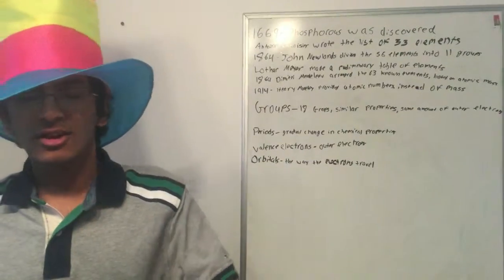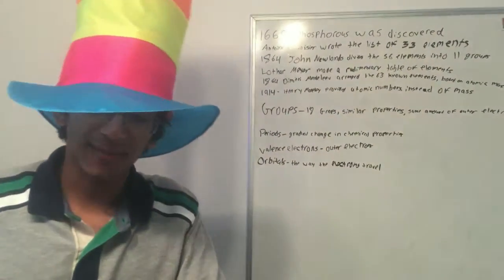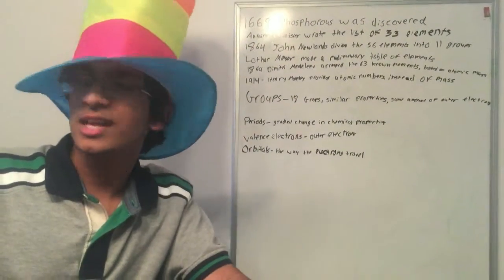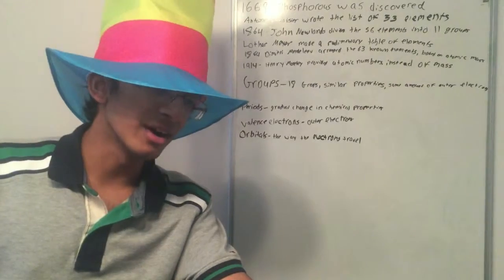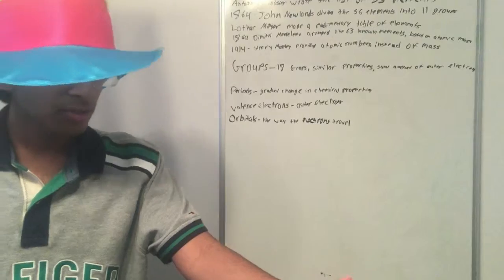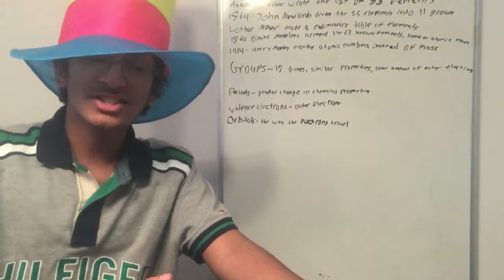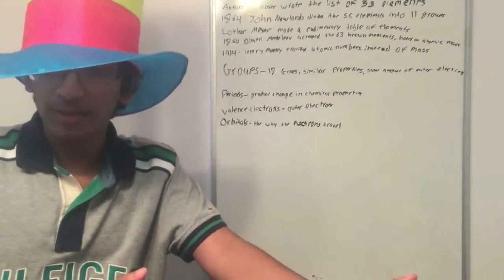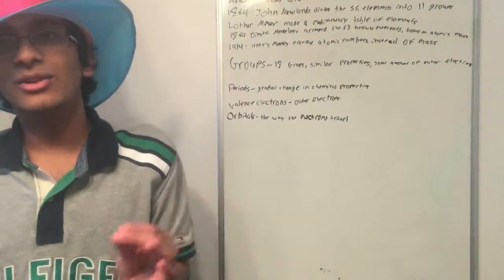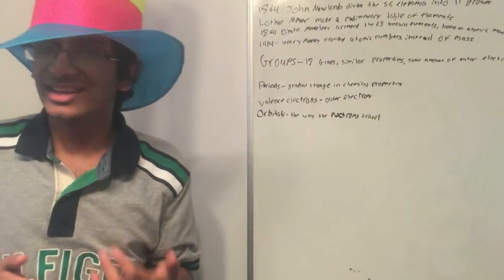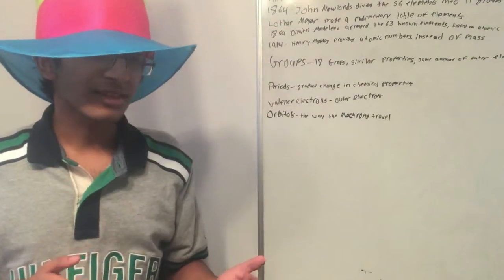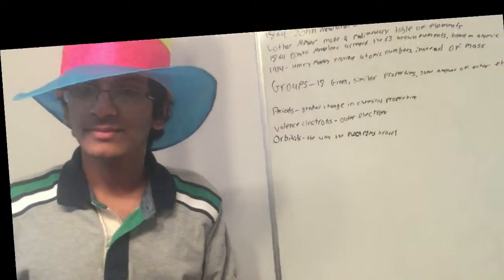Next, periods are the horizontal rows of the periodic table. And as you move from left to right in a period, you'll notice that the properties tend to change. On the left side, you have the metallic elements. On the right side, you have the non-metallic elements. So as you move from left to right, the element in question either gains or loses its properties depending on which way you're going. Let's say you're going from left to right. You'll notice that the elements slowly stop losing their metallic properties and start gaining non-metallic properties. So that helps us understand the element in question.